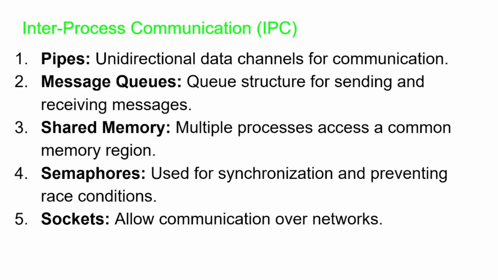Message queues are a queue structure for sending and receiving messages. Shared memory is where multiple processes access a common memory region. Semaphores are used for synchronization and preventing race conditions. Sockets allow communication over networks. IPC enables cooperation between processes. For example, in a web server, multiple worker processes may share data through shared memory or message queues.